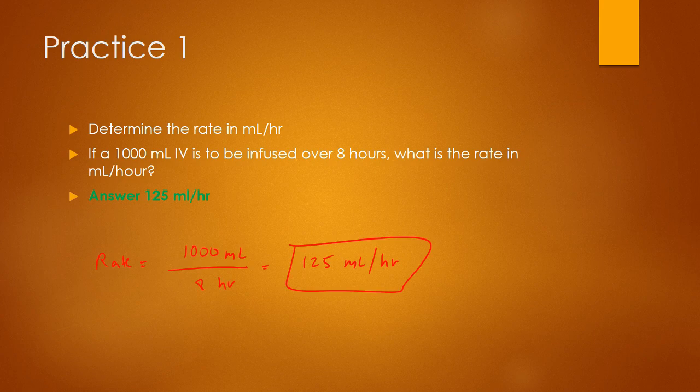Did you get your answer to be 125 mLs per hour? So remember, the equation is rate is equal to volume over time. What I have here is the volume, which is 1000 mLs, over the time, which is 8 hours, and that is how you get your answer of 125 mLs per hour.